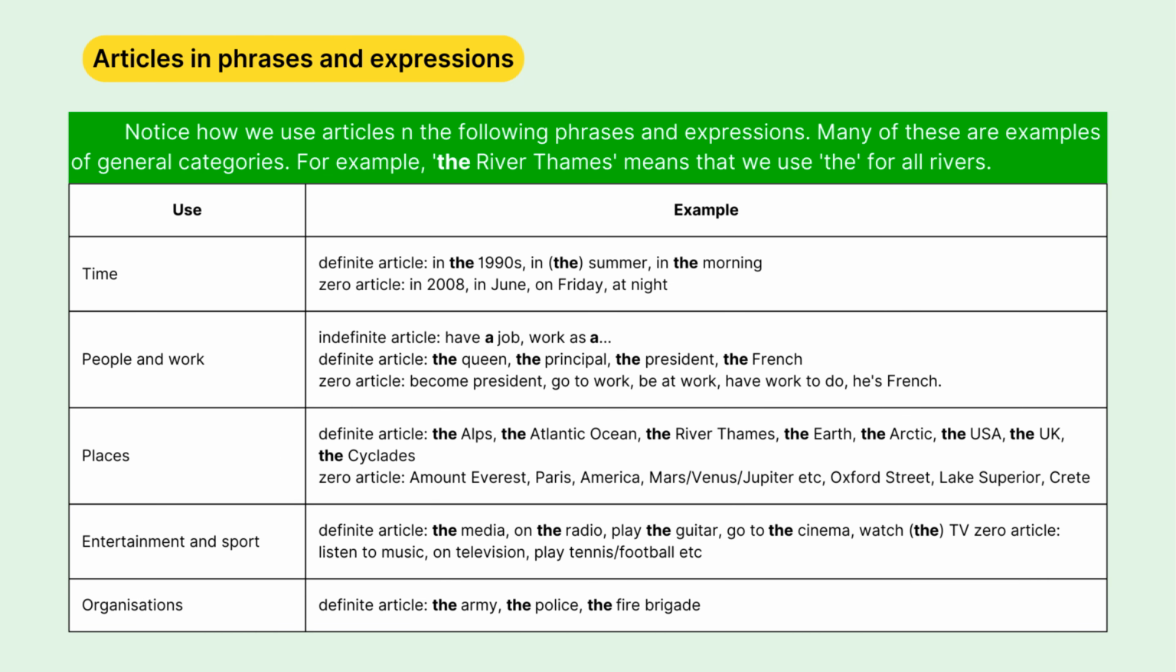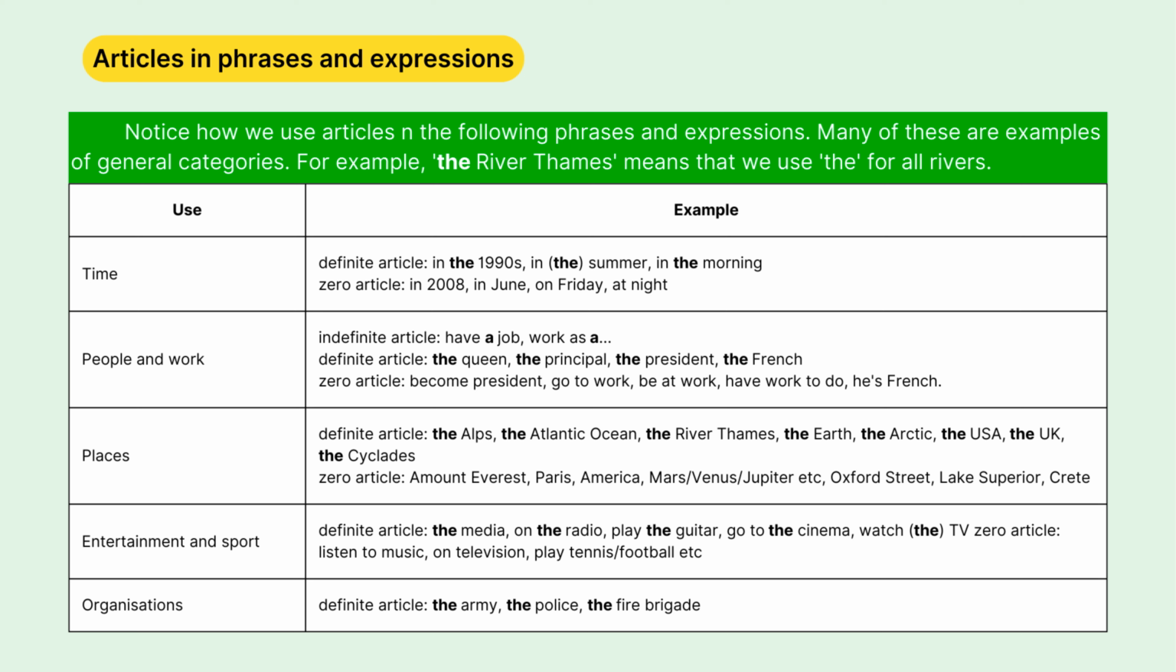Articles in phrases and expressions. Notice how we use articles in the following phrases and expressions. Many of these are examples of general categories. For example, the River Thames means that we use the for all rivers. Time. Example: definite article: in the 1990s, in the summer, in the morning. Zero article: in 2008, in June, on Friday, at night.